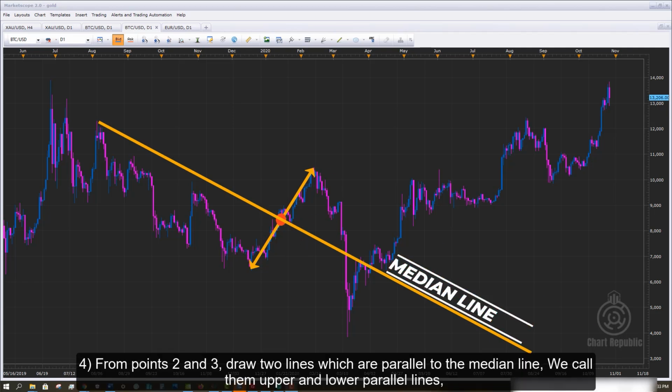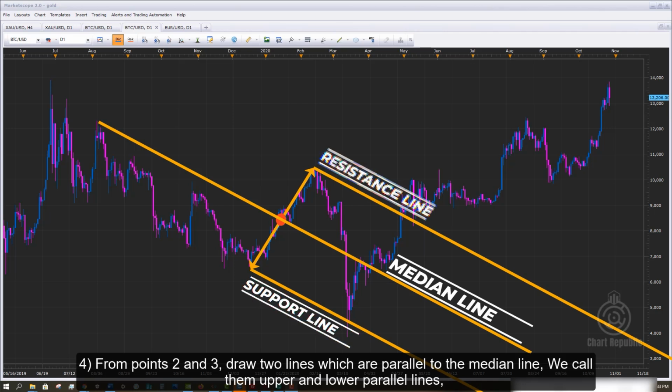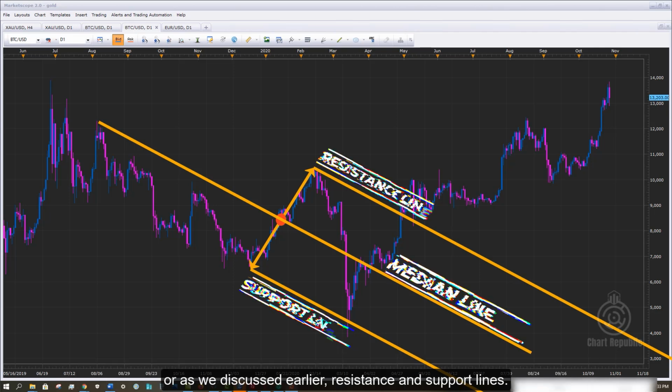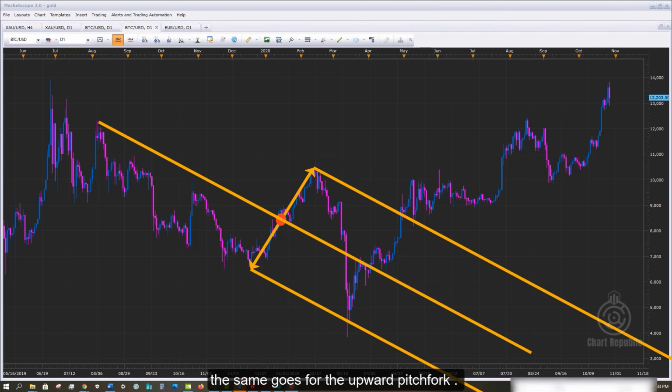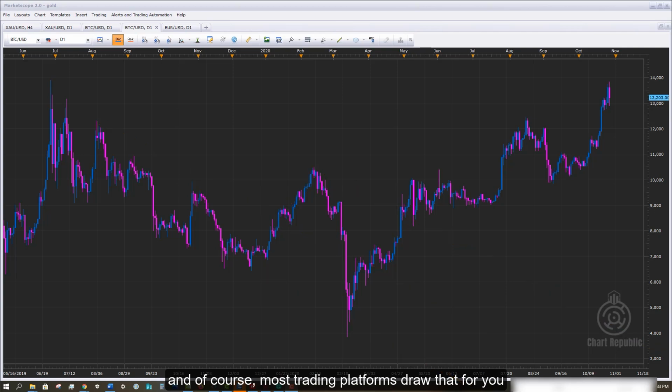From points 2 and 3, draw 2 parallel lines to the median line. These are called the upper and lower parallel lines, or as discussed earlier, the resistance and support lines. The same applies to the upward pitchfork. And, of course, most trading platforms will draw that for you.